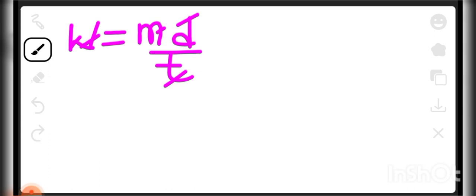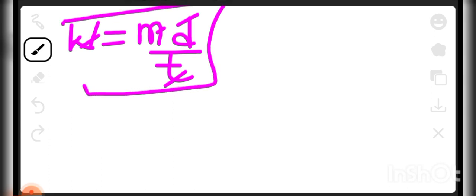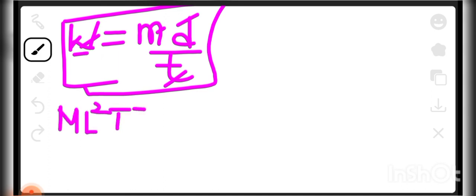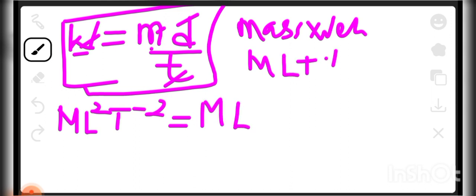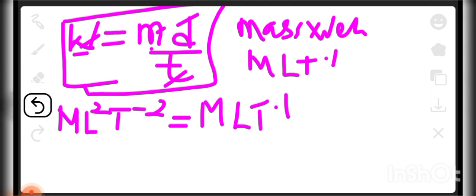Check if this equation is correct or valid. So let's see if this equation is valid. What is the equation for work? Work is ML squared T raised to power minus 2. Equation for momentum. Momentum is mass times velocity, which is MLT raised to power minus 1. So momentum is MLT raised to power minus 1.